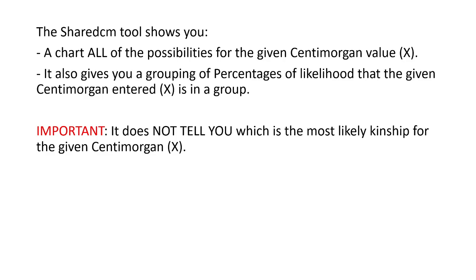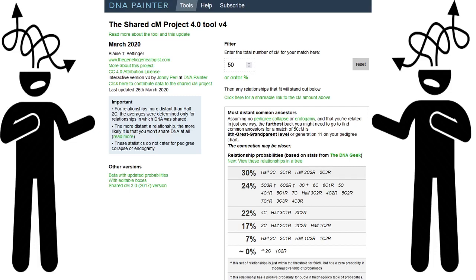But, okay, it also gives you groupings of percentages of likelihood that a given centimorgan is in a group. It does not tell you which is the most likely kinship for that given centimorgan. It's telling you, according to that central limit theorem, that the ones that are closest to the mean are the most likely. The problem is some of these other data sets have very small numbers, and so that kind of breaks the mold.